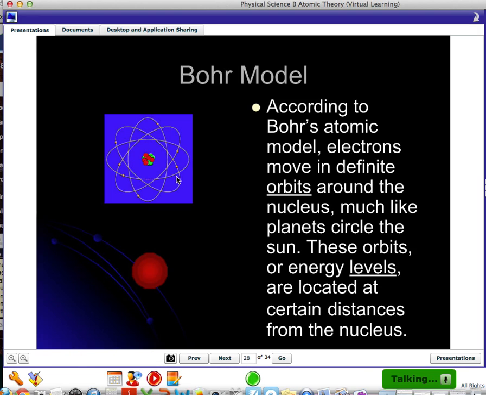So Bohr took this information and applied it to electrons. So electrons closest to the center need less energy to stay in their orbit than the electrons that are further out.